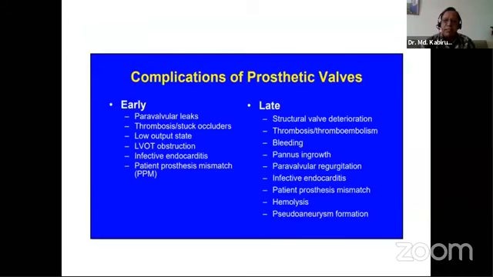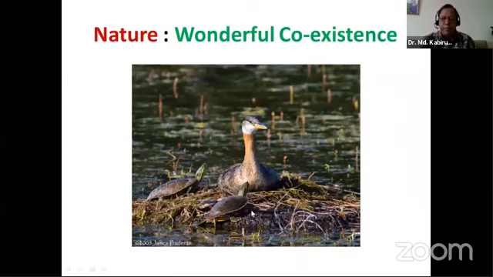So, complications of the prosthetic valve you need to keep in mind. Early complications: paravalvular leak, thrombosis or stuck occluder, low output state, LVOT obstruction, infective endocarditis, patient prosthesis mismatch. And these are the late complications: structural valve deterioration, thrombosis and thromboembolism, bleeding, pannus growth, paravalvular regurgitation, infective endocarditis, patient prosthesis mismatch, hemolysis, pseudoaneurysm formation. So this is a wonderful picture, two different species residing on one platform, like the prosthetic valve in the human body.